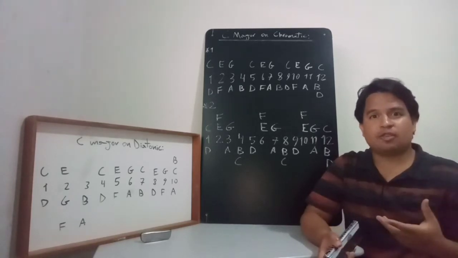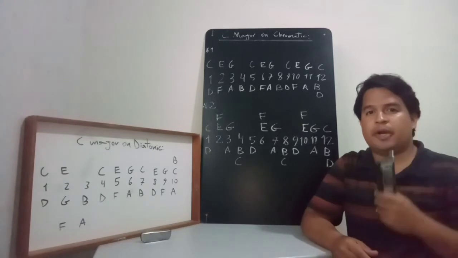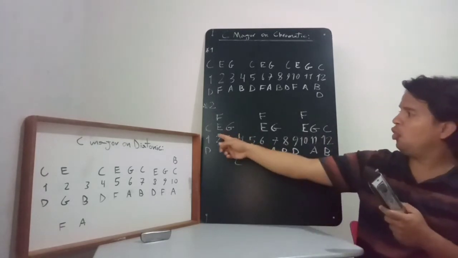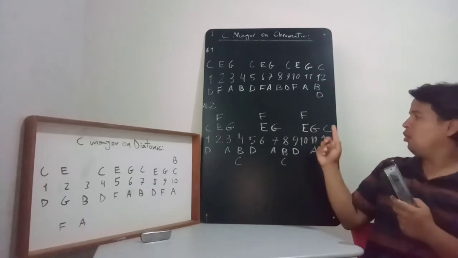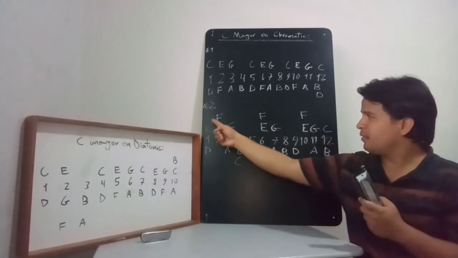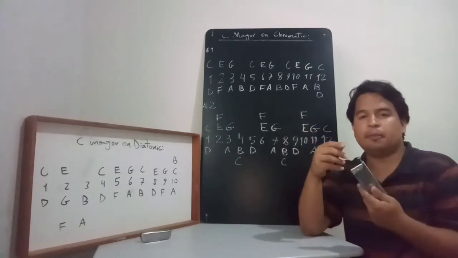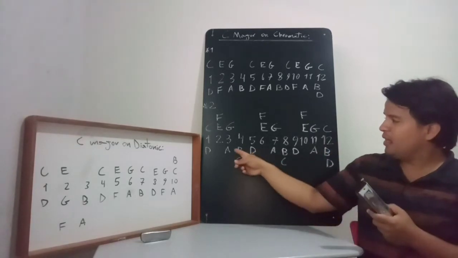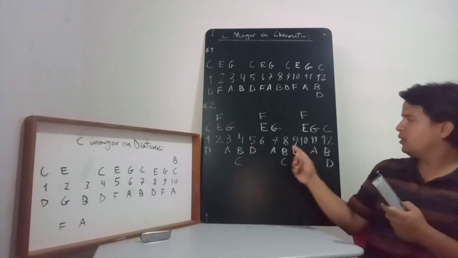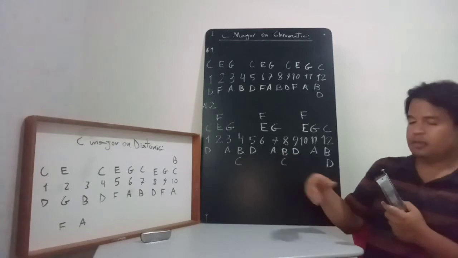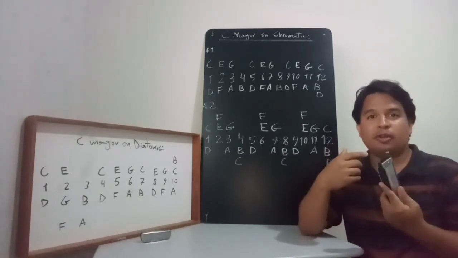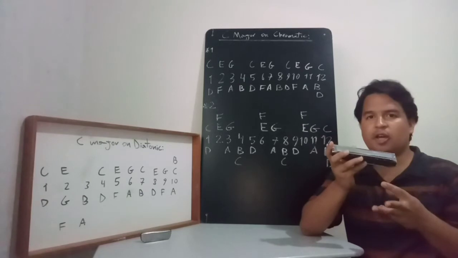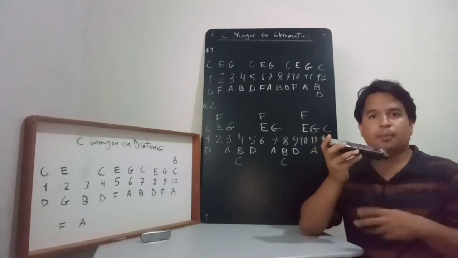Now, there are 2 ways of playing this C major scale on our chromatic harmonica, because when we use the slide button on the 5th hole, 2nd hole, 6th hole, or 10th hole, we get the F, because E sharp is the same as F. And when we play our B on the 4-hole draw, 8-hole draw, we are getting B sharp or C natural.